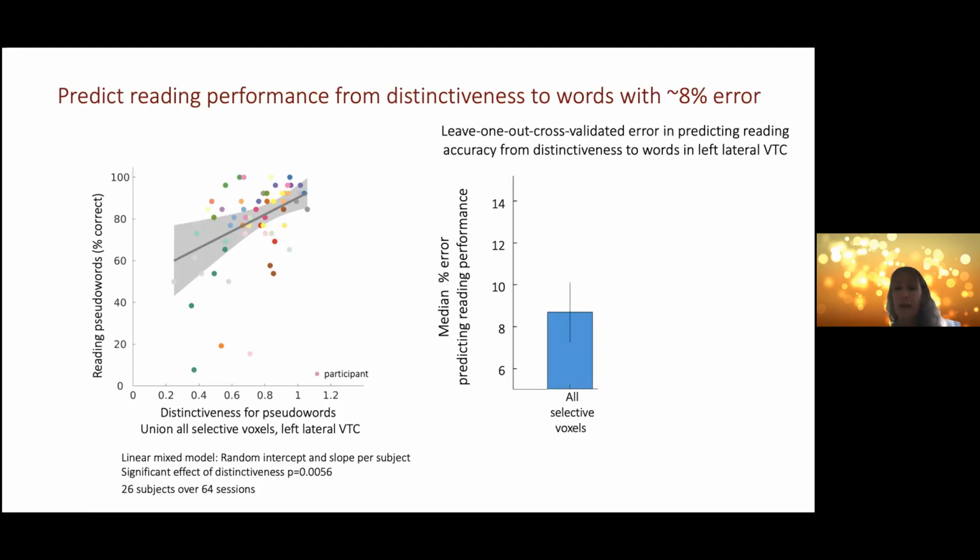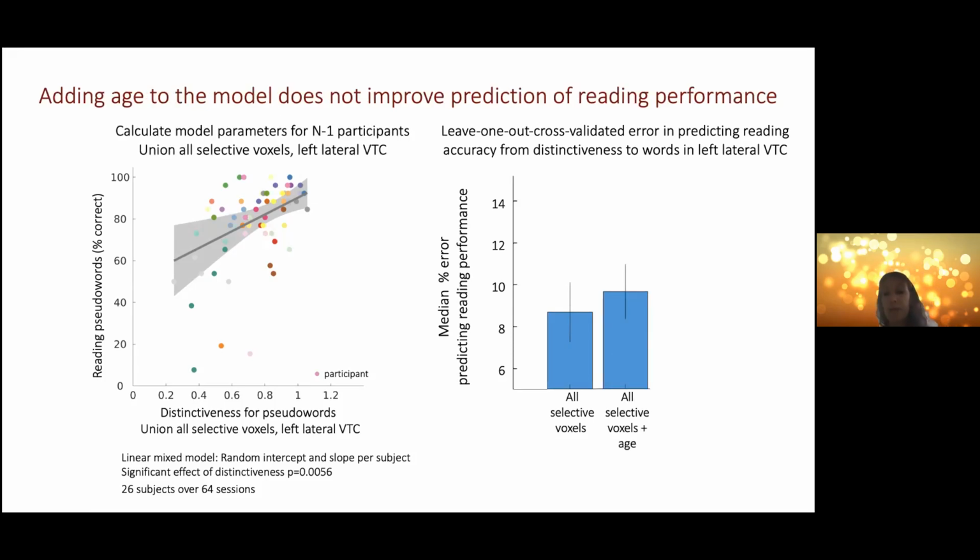And if we add other factors to the model, like TSNR or age, for example, this is the age, we don't really improve the prediction. So it suggests that this distinctiveness can predict reading performance.